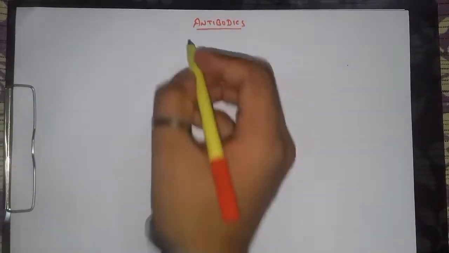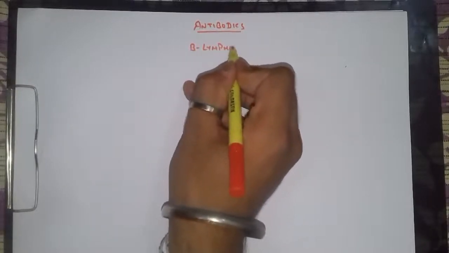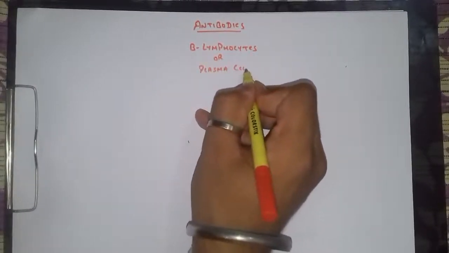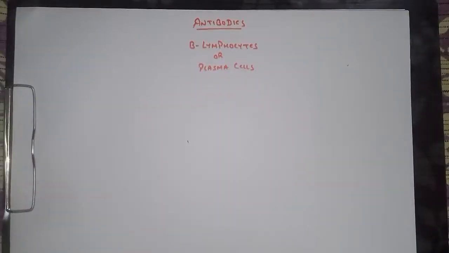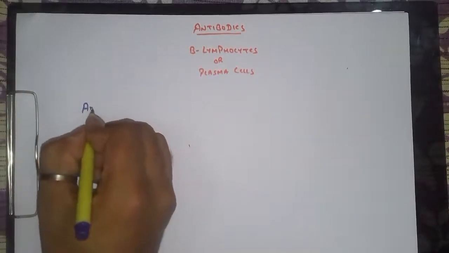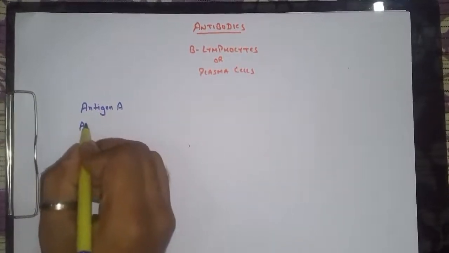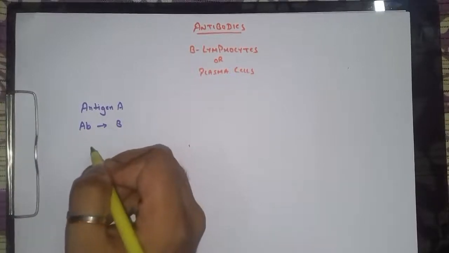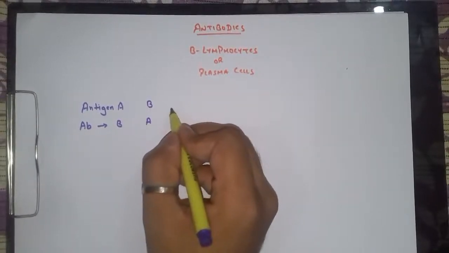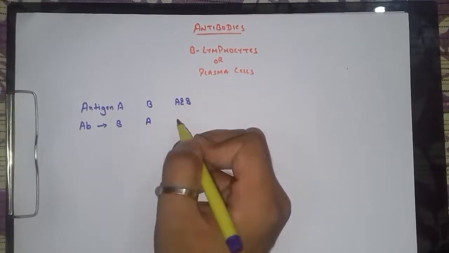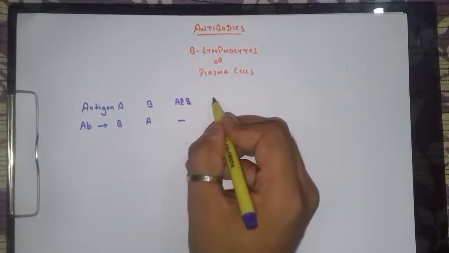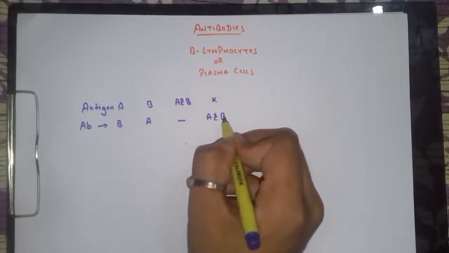Antibodies are mainly produced by the B lymphocytes or plasma cells. All these things we will study when we study about immunity. So what are the antibodies? Antigen is A, antibody will be B. Antigen is B, antibody will be A. Antigen is A and B, so what will be the antibody? No antibody. Antigen is none, antibody A and B.